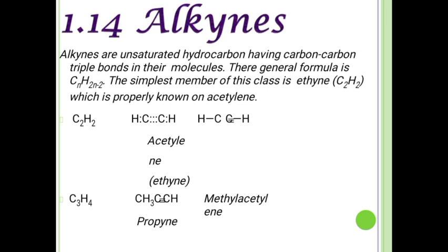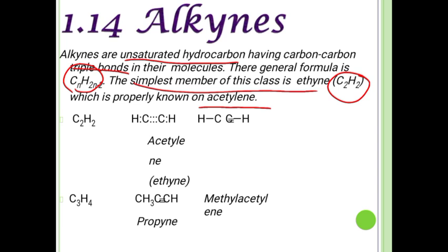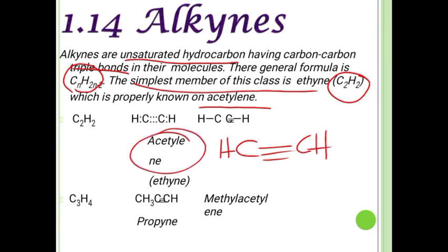Alkynes are unsaturated hydrocarbons having carbon-carbon triple bonds in their molecule. And their general formula is CnH2n minus 2. The simplest member in the family is ethyne. It is commonly known as acetylene. That is CH triple bond CH. Acetylene. Then propyne. What is the structure of propyne? CH3 C triple bond CH.